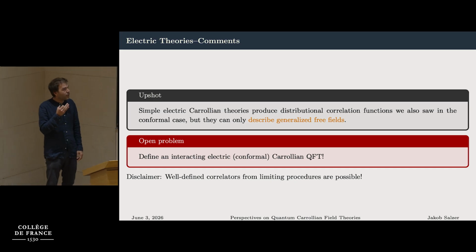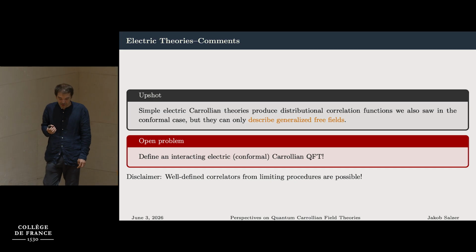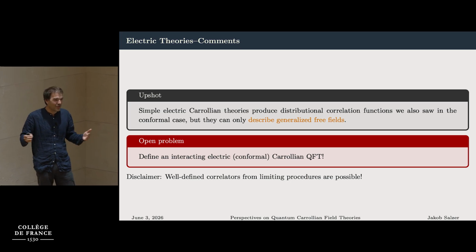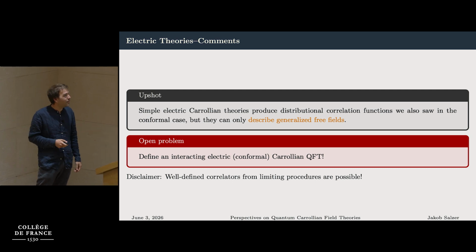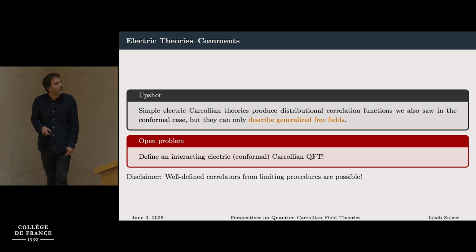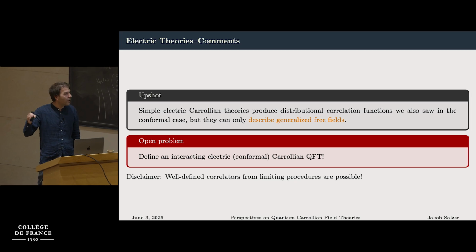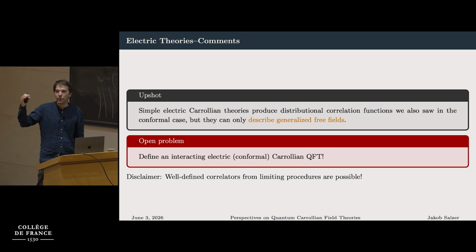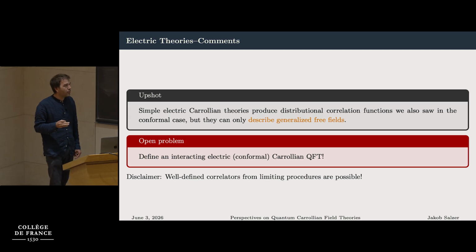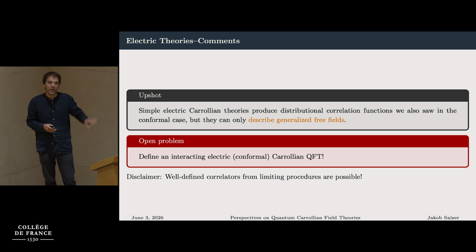So this regularization that we got is nice in the sense it got rid of all the problems of the UV divergences, but it might be too strong. We get rid of all dynamics, apparently. So I would say it's still an open problem how to define an interacting electric Carrollian QFT and even better, a conformal Carrollian QFT. Just a disclaimer, as I mentioned already before, these 3-point functions, 4-point functions, can be reproduced from a limiting procedure. If you start with a relativistic QFT and you take some limits, you can obtain some correlators that obey the Ward identities, but again, we don't have an intrinsic construction of them.